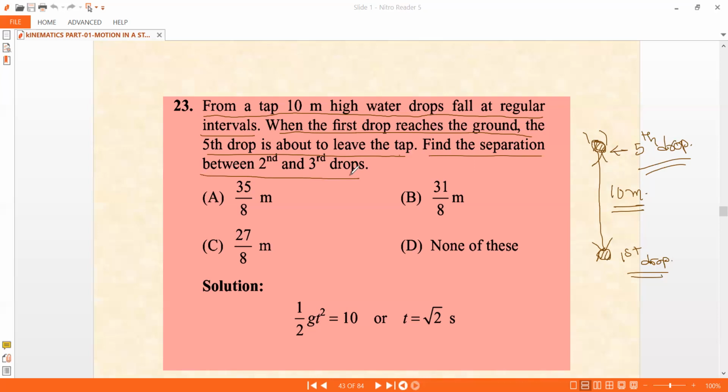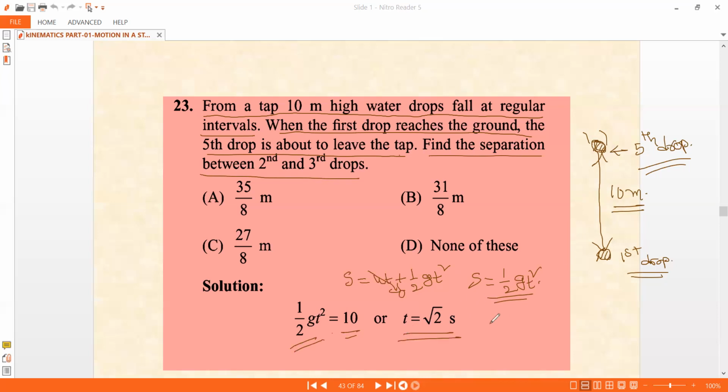So how to solve this? We use the equation S equals ut plus half gt squared. When the drop is about to fall, the initial velocity is 0. So S equals half gt squared. S is the height it has traveled, which is 10 meters. So 10 equals half gt squared, and you get t equal to root 2 seconds. That is the first part.